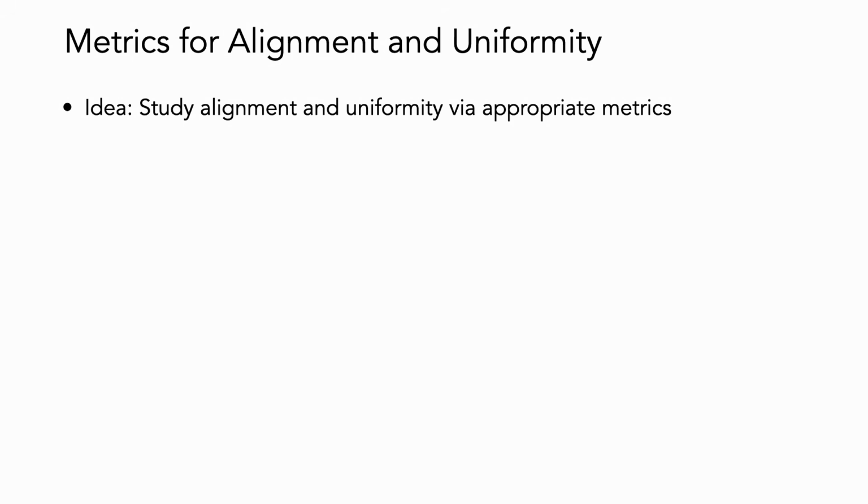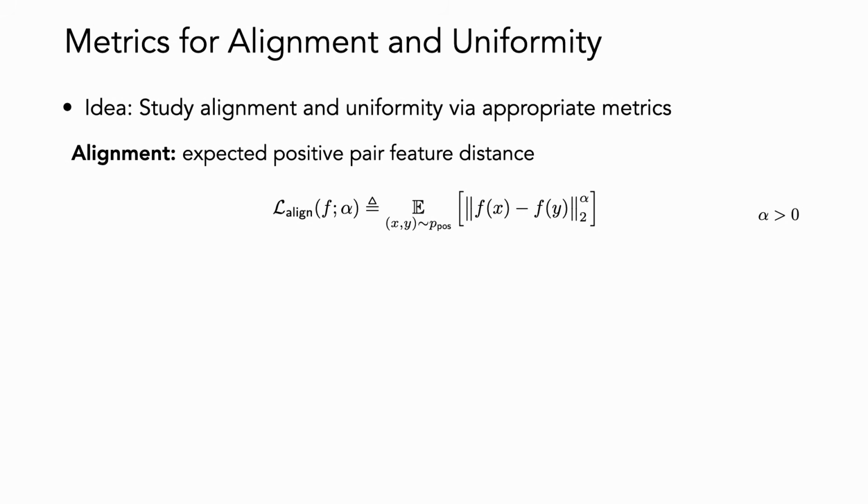So how can we quantify this? The idea is that you might want to explicitly study alignment and uniformity, so things being close together and things being spread apart, using metrics. We want a way to quantify how aligned or how uniform a representation is. So for alignment, we just look at the expectation over the distance between features for positive pairs. This is pretty intuitive: my alignment metric is how far apart I think any 2 positive examples are going to be in expectation.